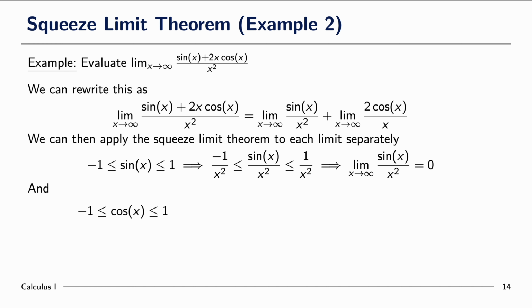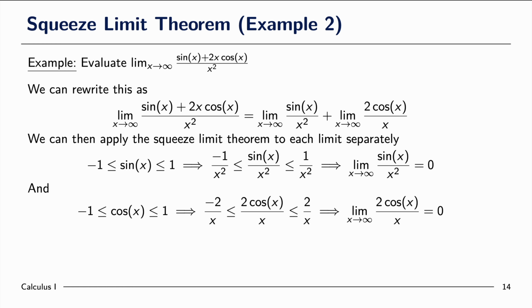We can now apply the squeeze limit theorem to our second limit. So remember, cos of x is always between negative 1 and 1. Here, we can multiply by 2 and divide by x throughout the inequality. So we have negative 2 over x is less than or equal to 2 times cos of x divided by x, which is less than or equal to 2 over x. Again, we can take the limit of negative 2 over x and 2 over x as x approaches infinity, and we'll get that both the limits are equal to 0. Therefore, the limit of 2 times cos of x divided by x as x approaches infinity is equal to 0.